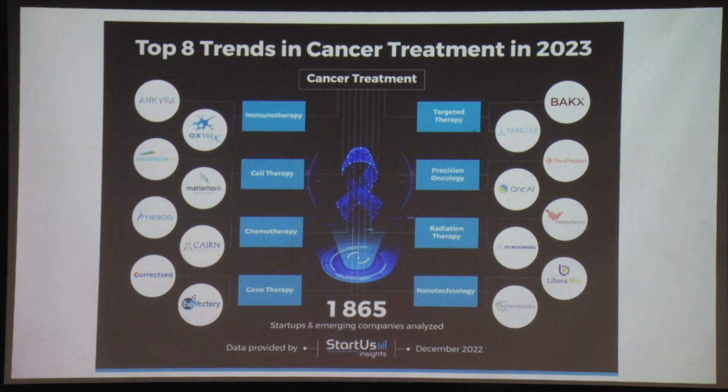Like I said, it is very hard to categorize in one slide all different kinds of therapies which exist here. So in this one it tells you for cancer treatment in 2023, what are the most common ones? Gene therapy, chemotherapy, cell therapy, immunotherapy, targeted therapy, precision oncology. Oncology of course means cancer. Precision means like you are just killing the real culprit in cancer cells. So that is precision, radiation, and nanotechnology.